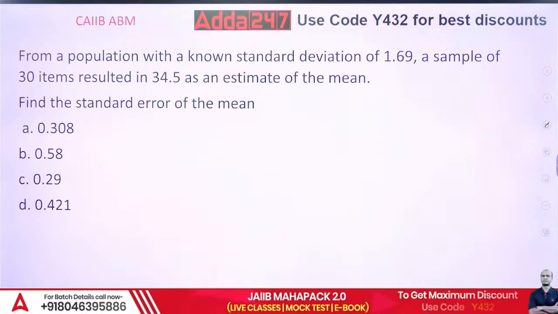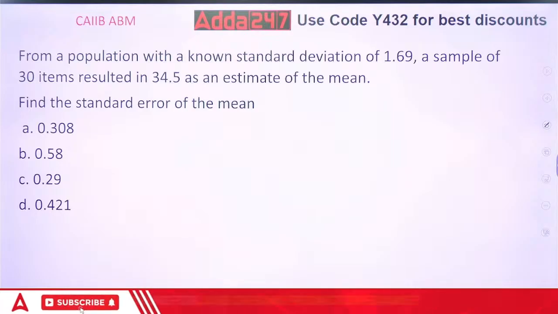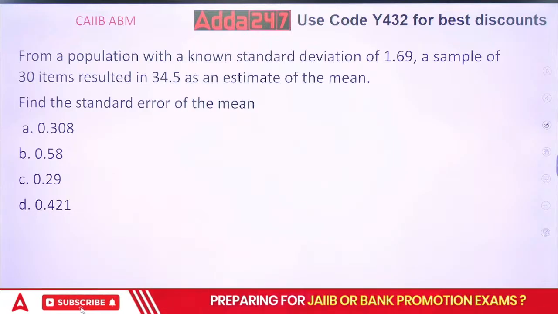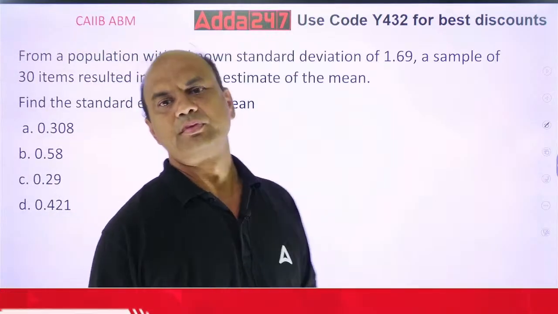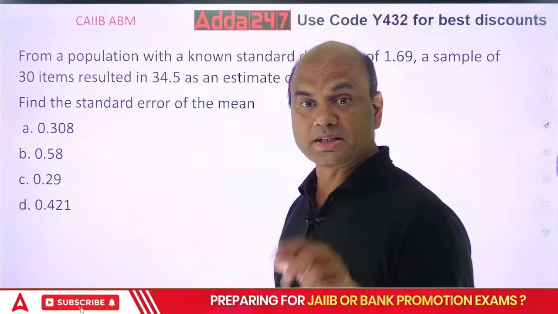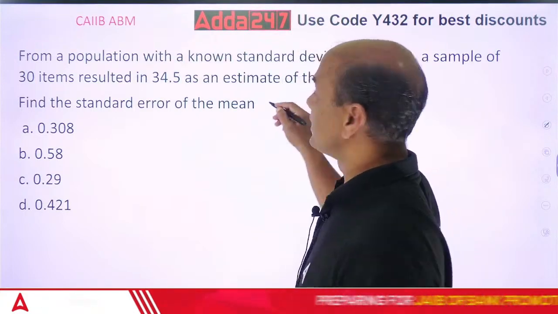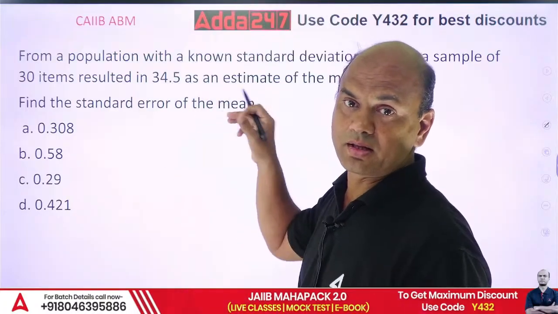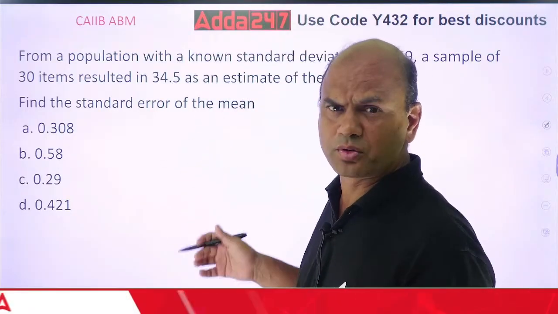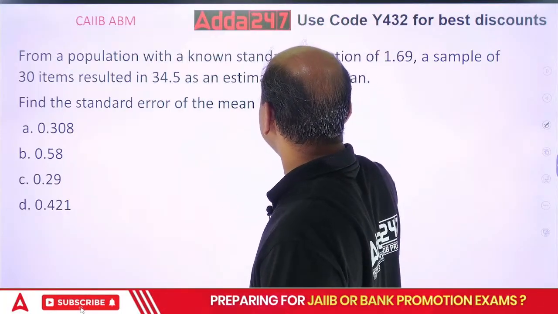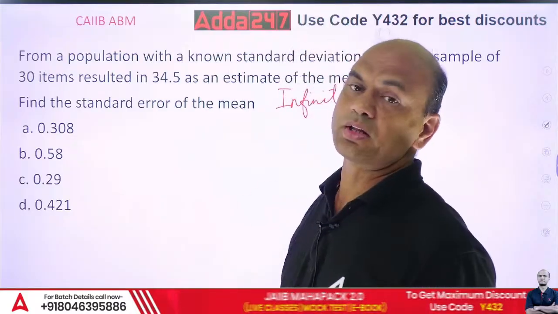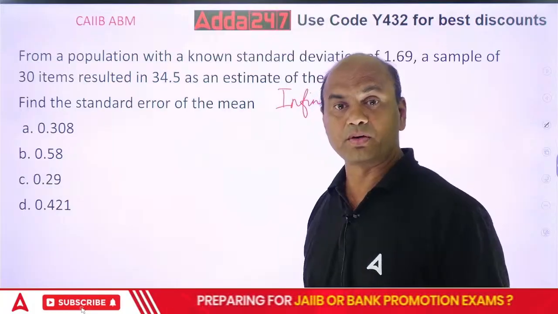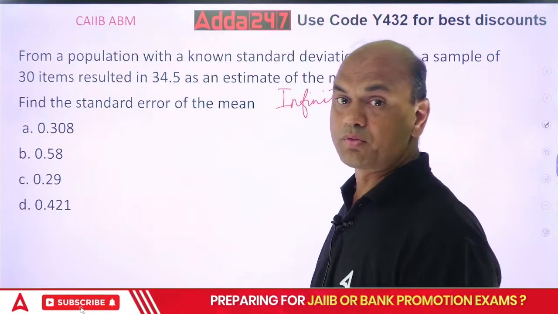Try it, everyone try it. Very simple problem. Standard error. Firstly, tell me, is this population a finite population or an infinite population? Everything depends on that, because the formula changes immediately. This is an infinite population. Why? Because do you know the size of the population? You don't know. So it's an infinite population. Now, if it's an infinite population, then what is the formula for standard error?